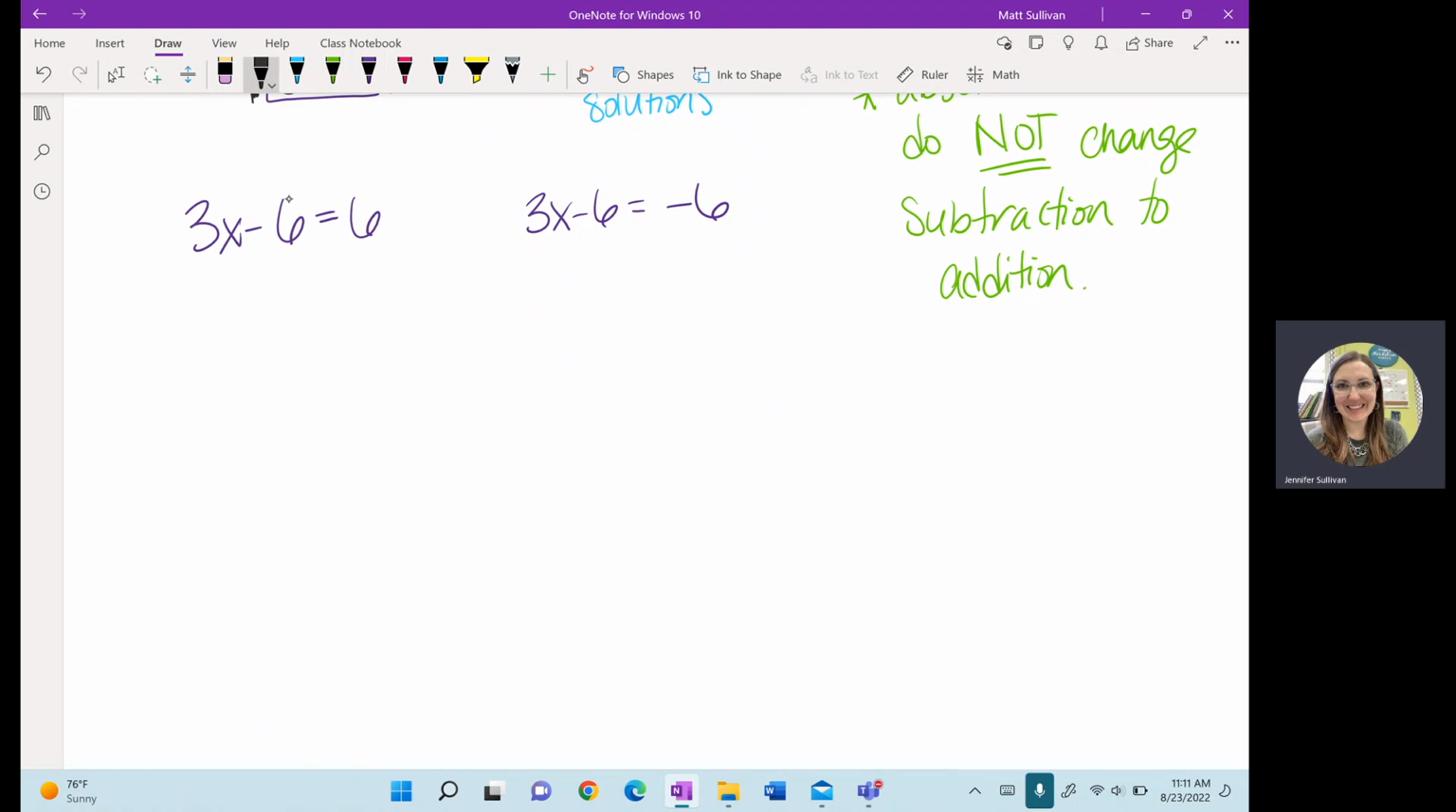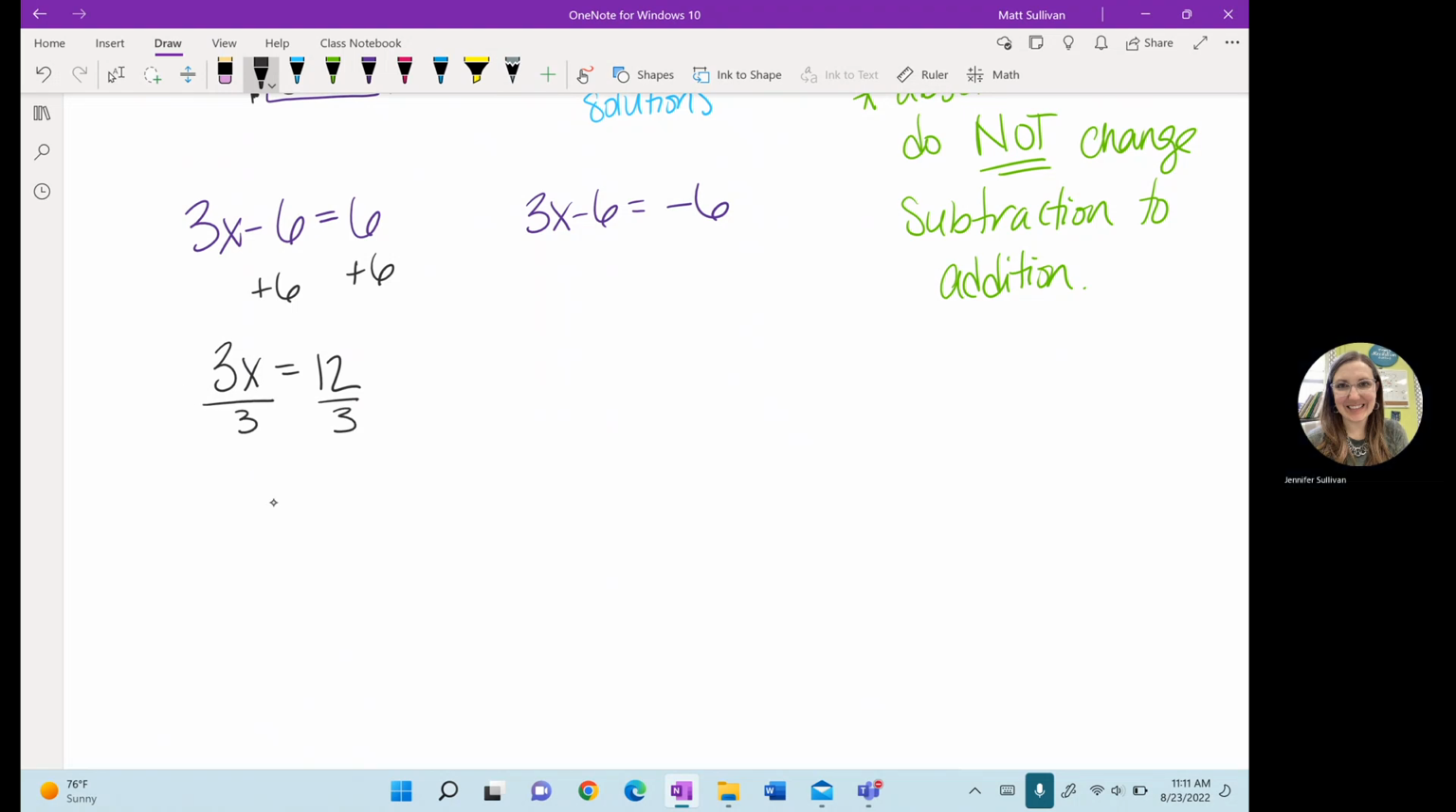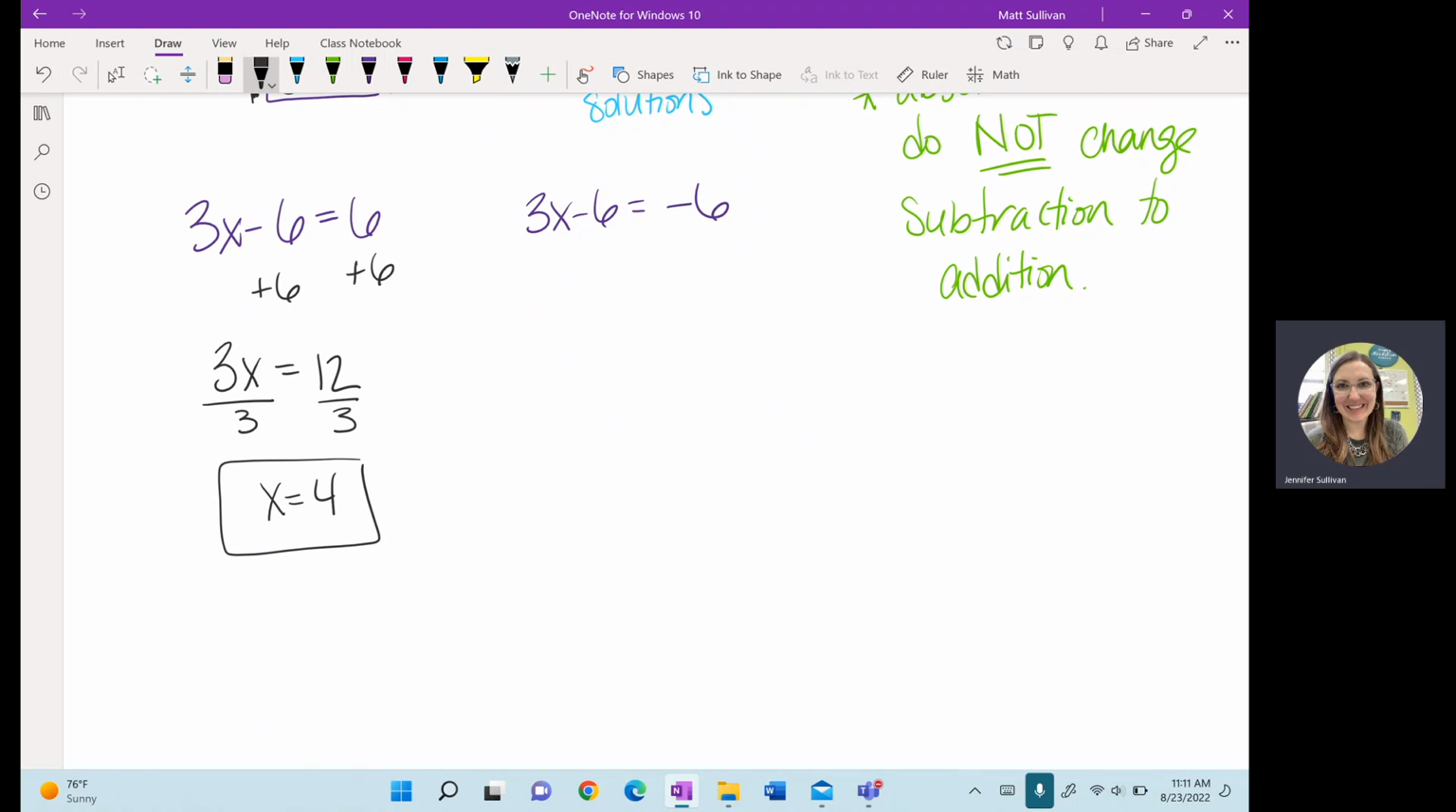Okay, so when I'm looking at 3x minus 6 equals 6, what do I need to undo first? Add the 6. Good. 3x equals 12. And how do I get x by itself? Divide by 3. X equals 4. That's one of my answers, but I have another one.